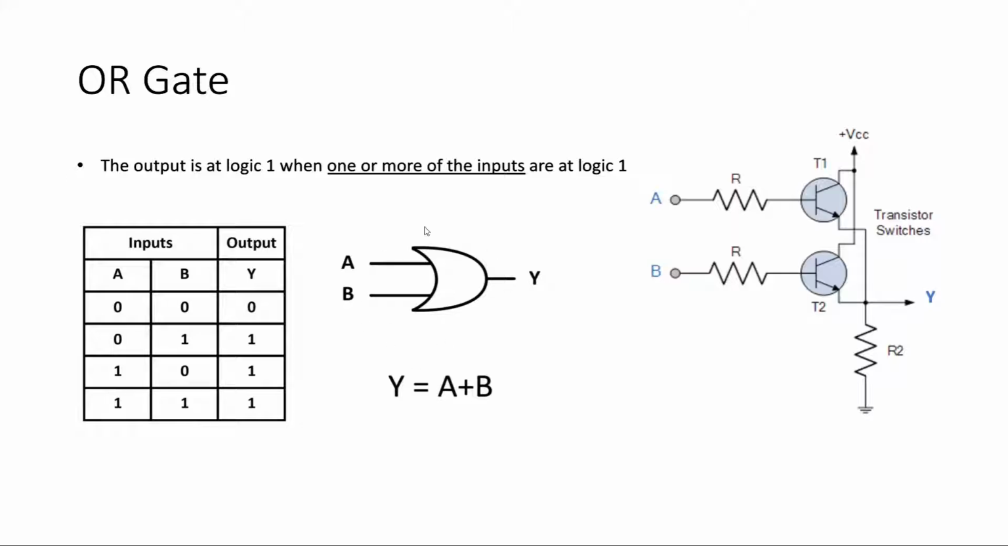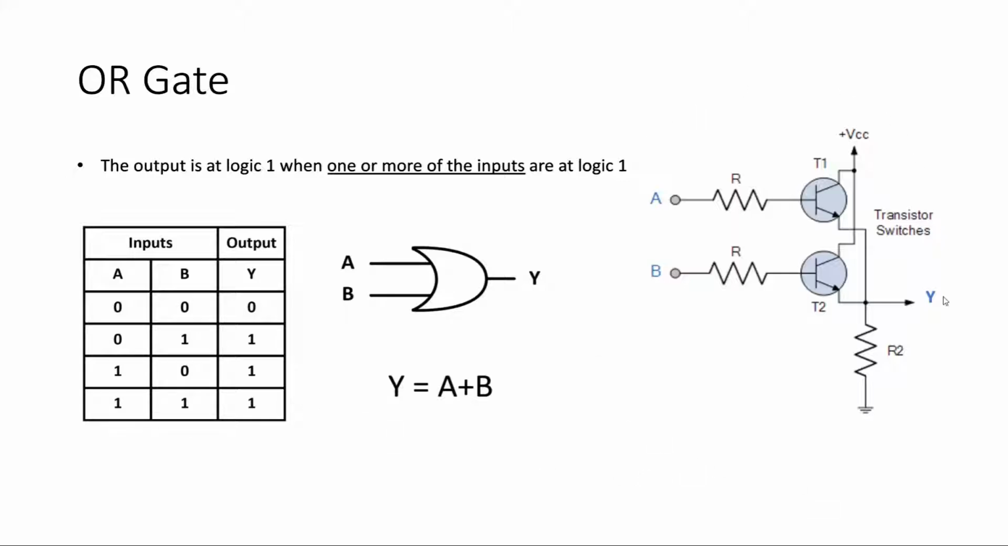And its logic symbol is like this, and its Boolean expression is written as A plus B. Although the character plus is used here, it is not the same plus as we have in elementary algebra. It's a whole different thing, because 1 plus 1 here will not be 2. It will rather be 1, because we have logic 1, not a decimal 1.